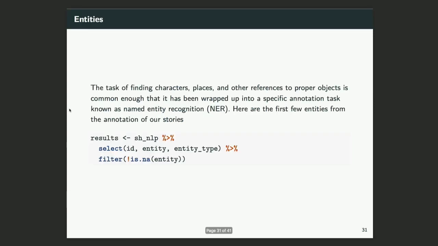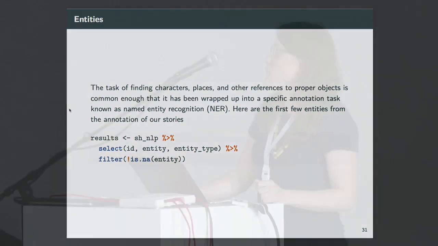So we'll move into this. One of the things that's really exciting is the ability to start finding characters, say places, and other references in our text. Some of them are common enough, or things that people are looking for, that they've actually been wrapped up into a specific annotation task called named entity recognition. These are often being added over time. Some of the most common are characters, locations, information about numbers. And we'll look at a little bit of that in our stories again.